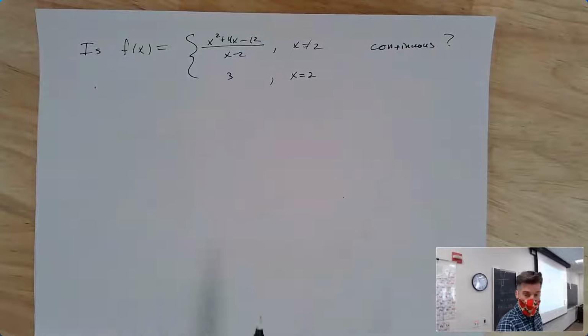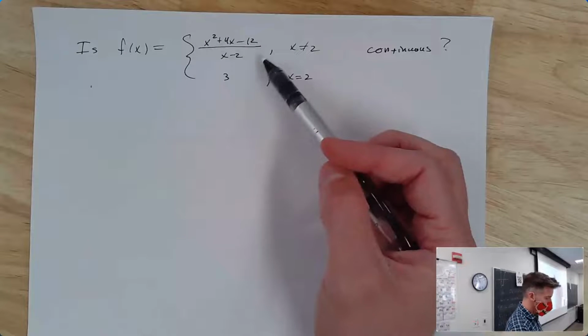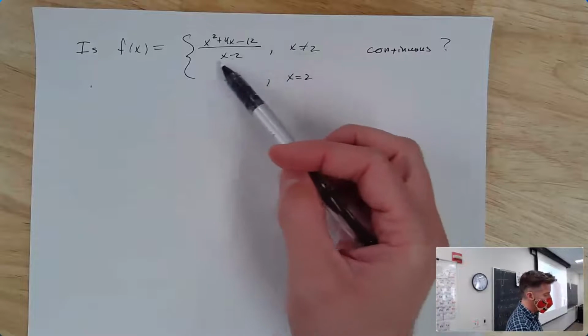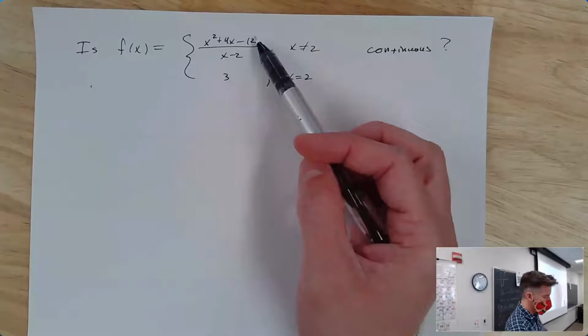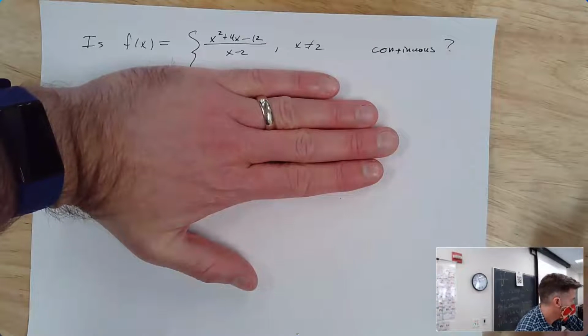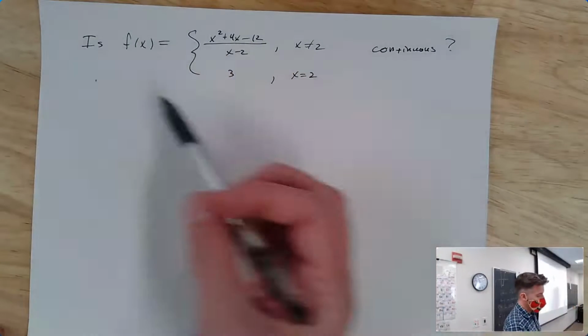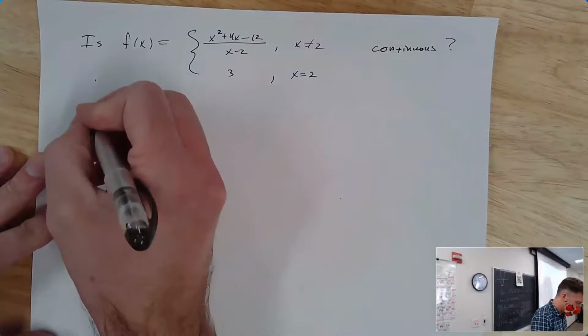Well, we know that this rational function is definitely continuous everywhere except for where? This function on its own, without that part down there, would definitely be continuous everywhere except for 2. So when I'm asking if this function is continuous, I'm really just asking, is it continuous at 2? Because I know it's continuous everywhere else. So let's talk about 2.